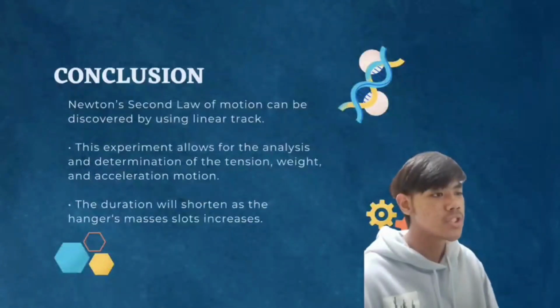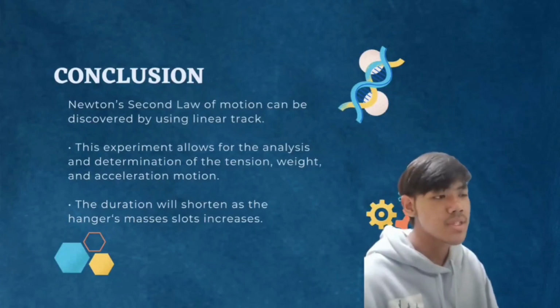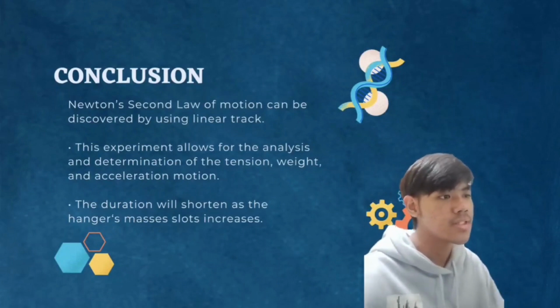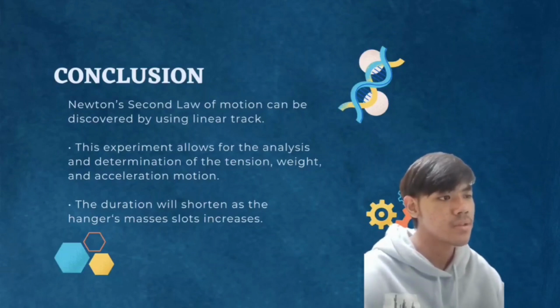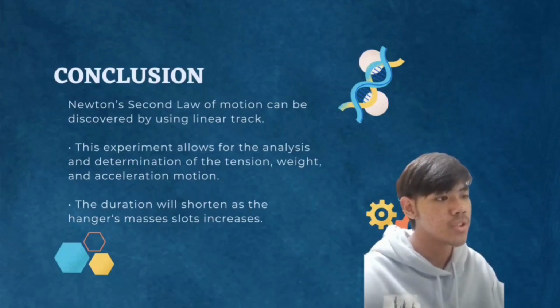And for the conclusion, Newton's second law of motion can be verified by using the linear track. These experiments allow for the analysis and determination of the tension, weight, and acceleration of motion. The duration will be shortened as the hanging masses increase.